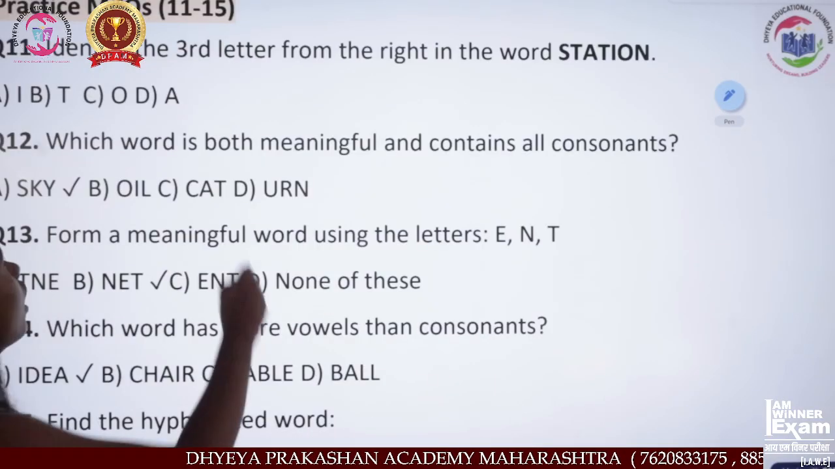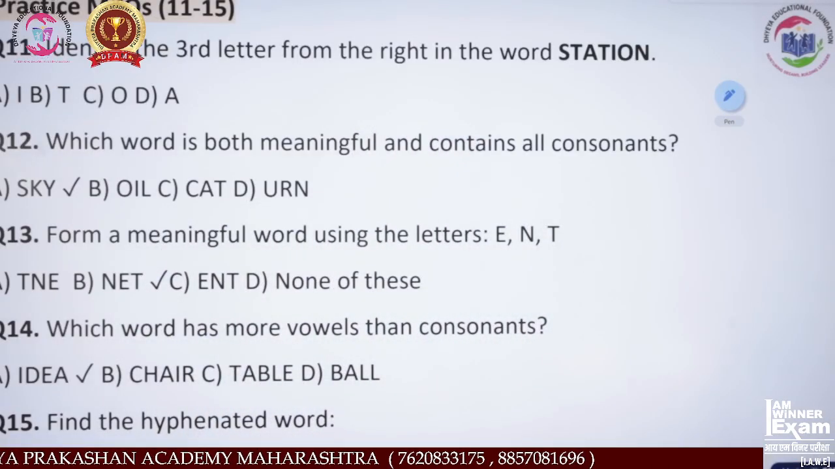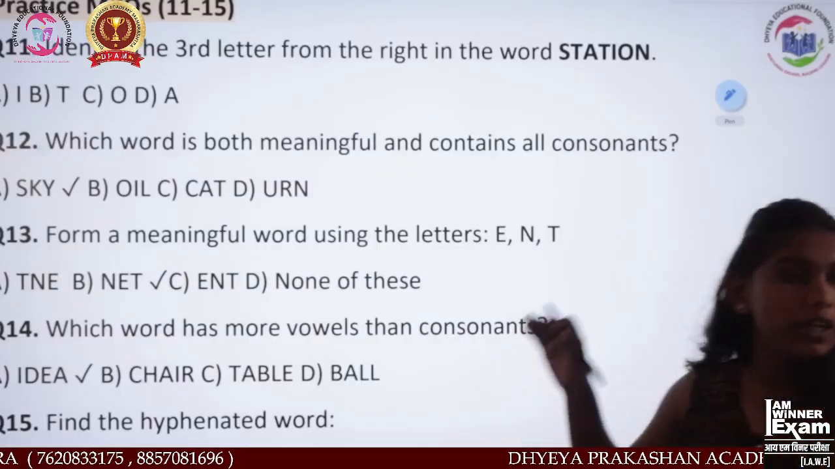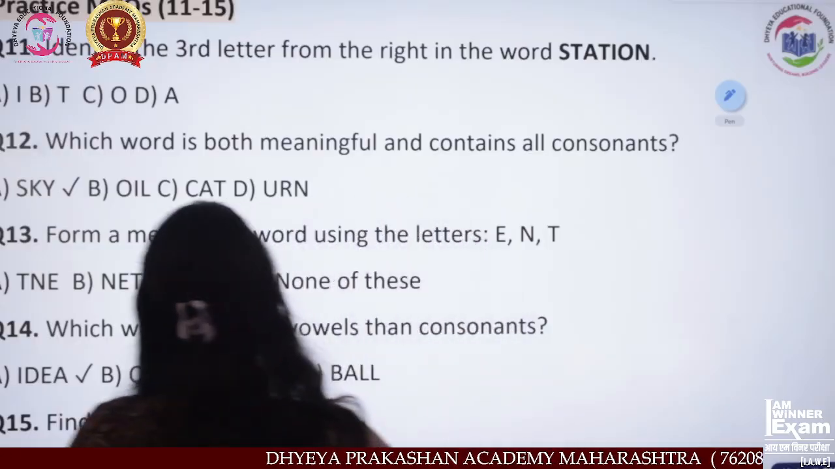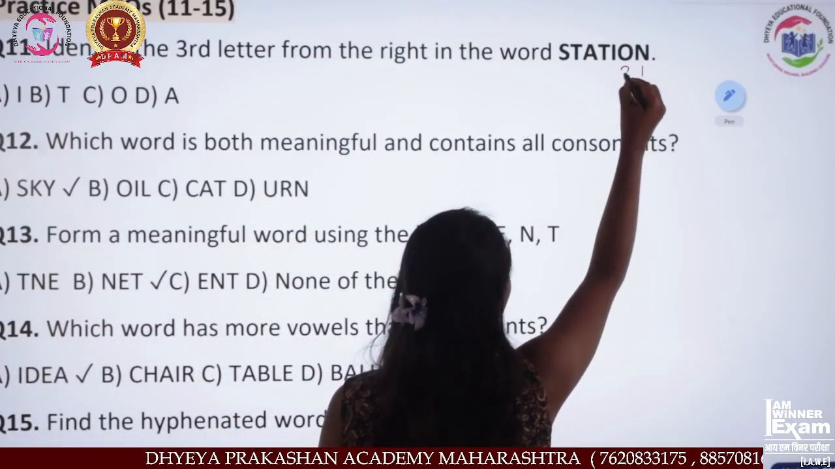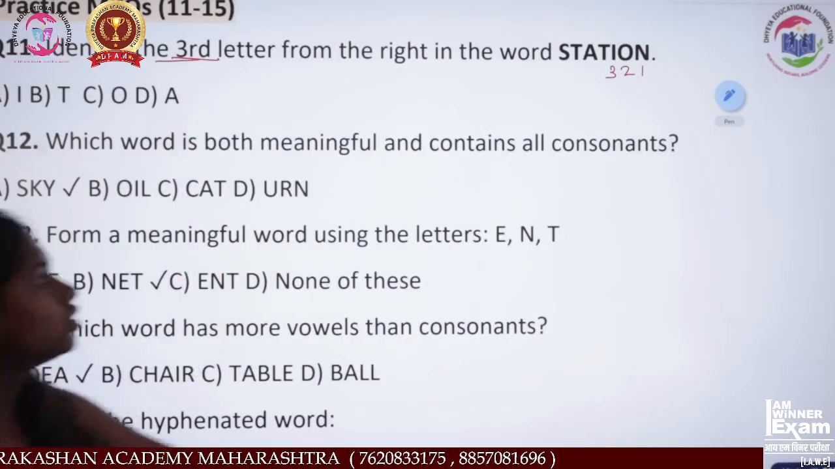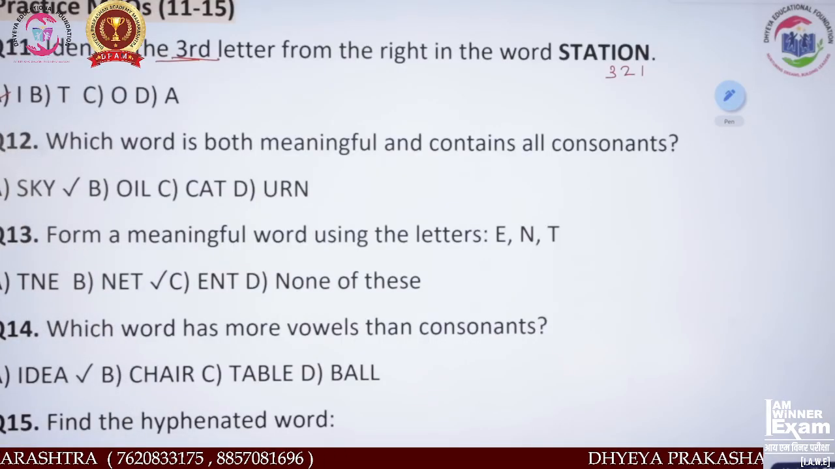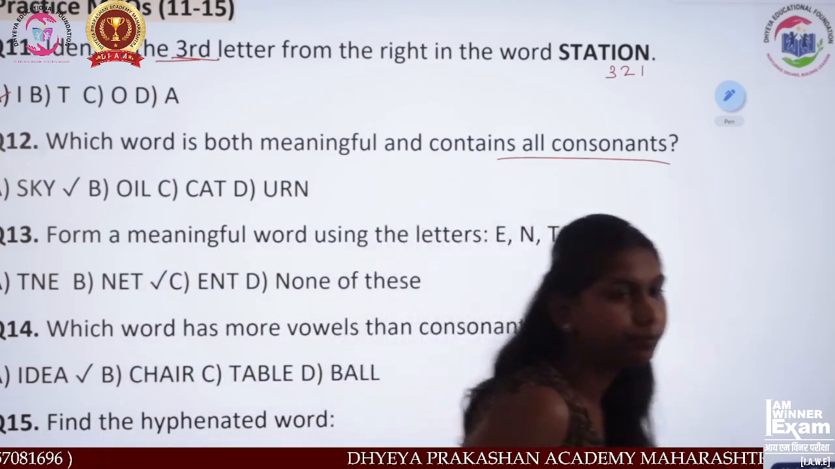Okay. Then next, identify the third letter from the right in the word station. Now what do we have to do? We have to start counting from the right side. Okay. So after counting from the right side, first, second, third, we got the third letter from the right, which is I. So what is the correct option? That is A, I.